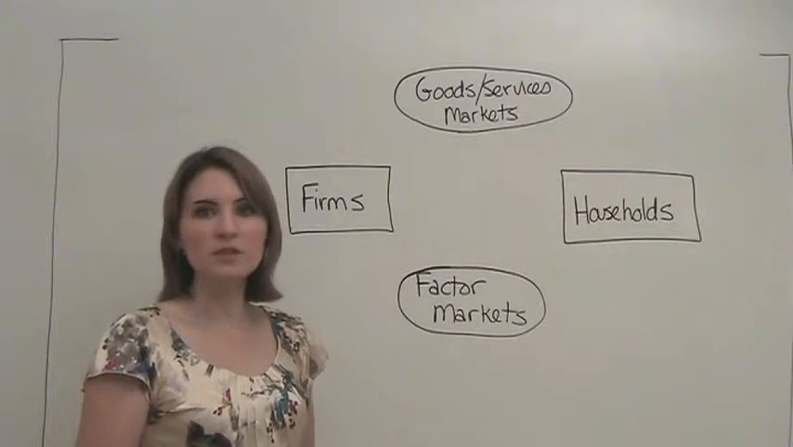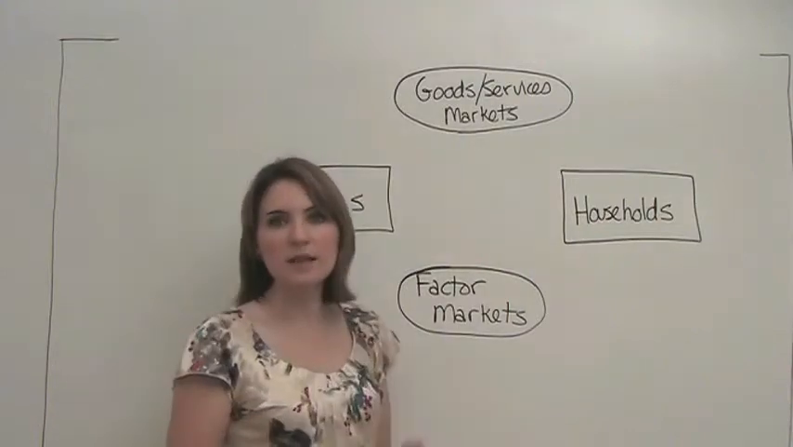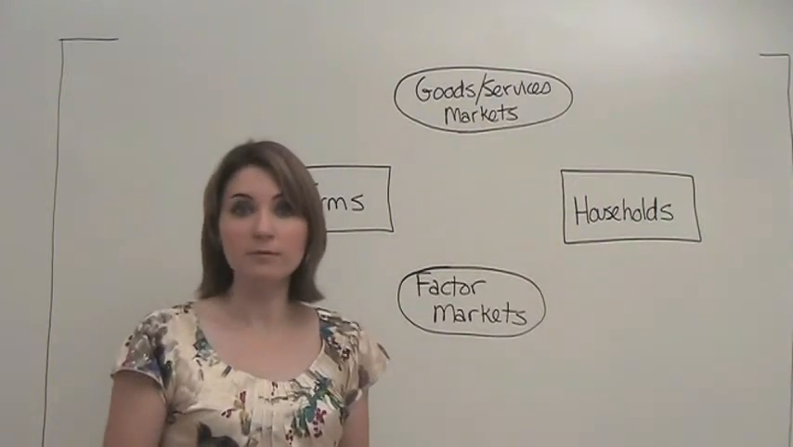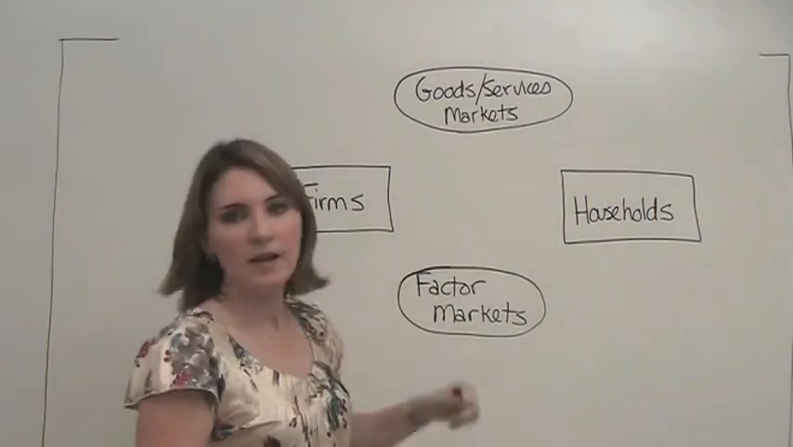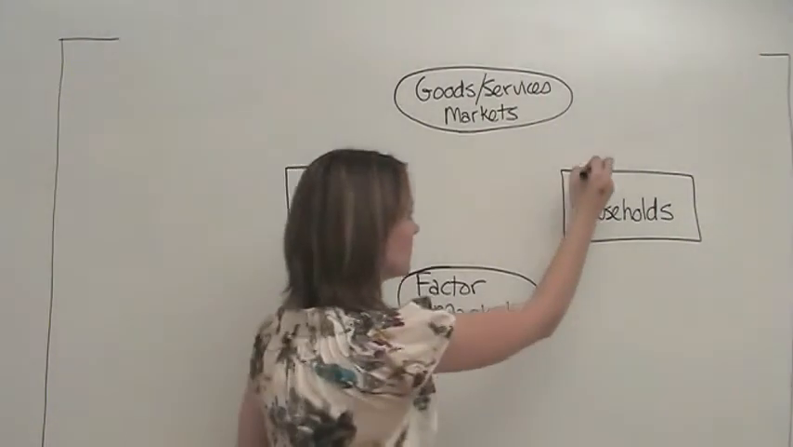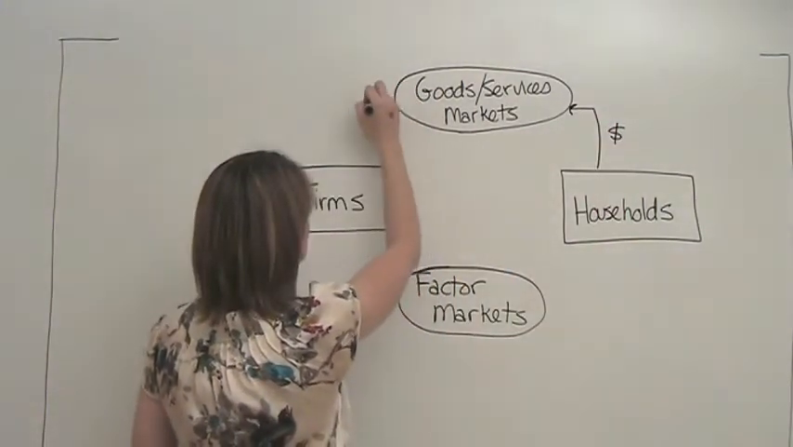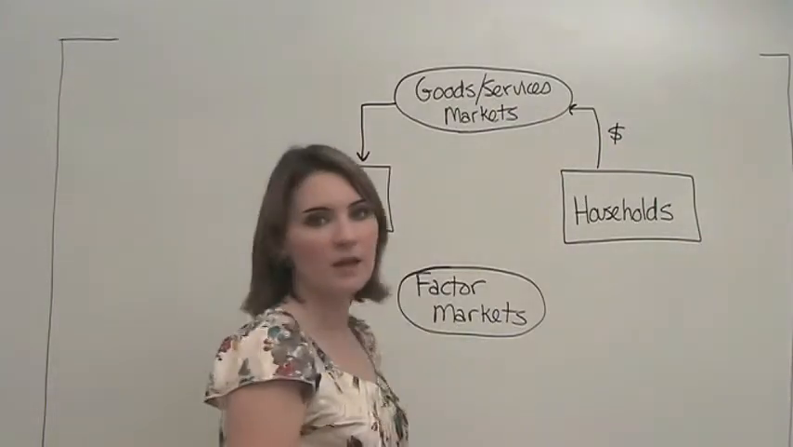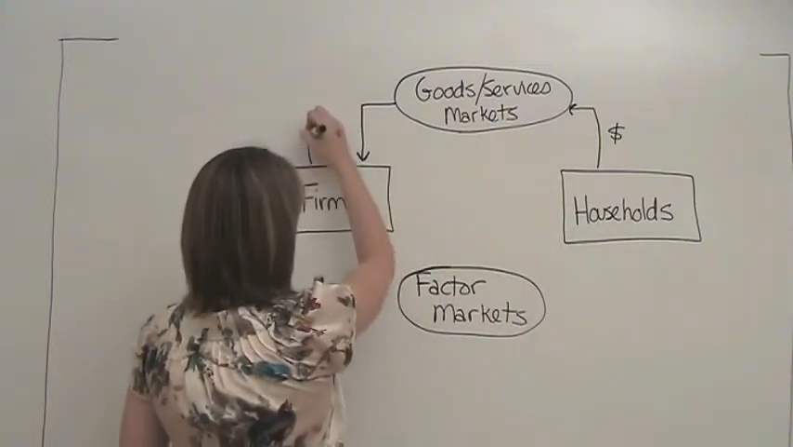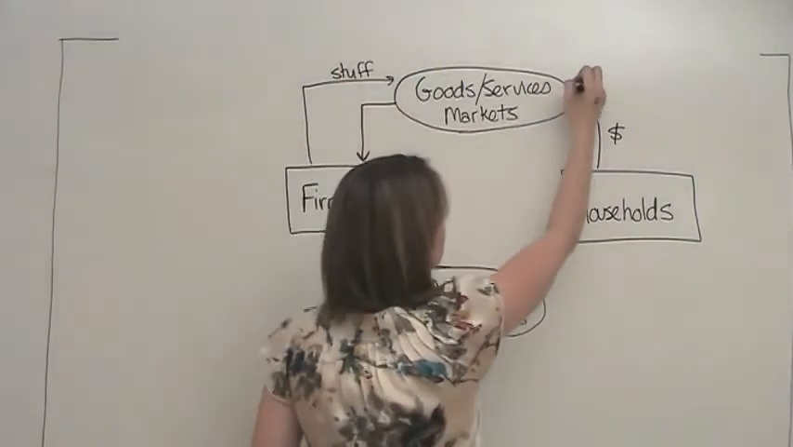If we were to think about the goods and services market, we have the households as the buyers and the firms as the sellers of goods and services. So we can track the money and we can also track the stuff. In the goods and services market, the money is flowing from the households to the firms because they're buying stuff. So we'll put dollars here. And we have stuff flowing from firms to households. So we can put stuff like this.